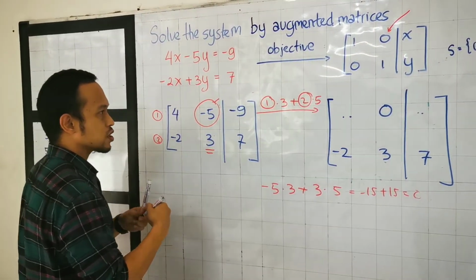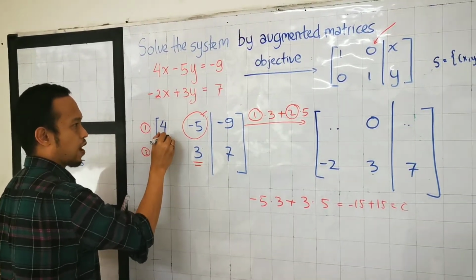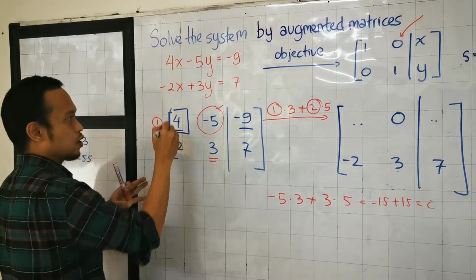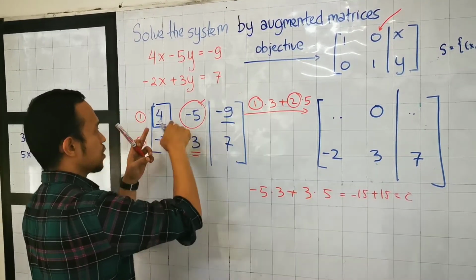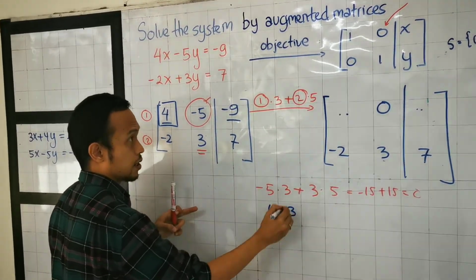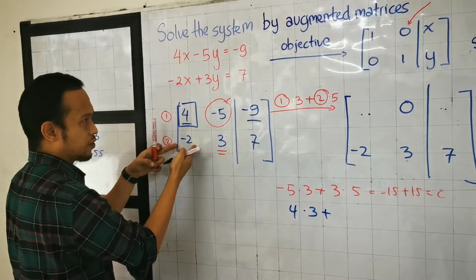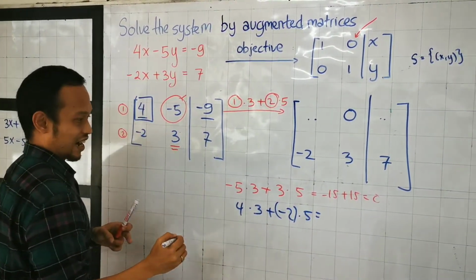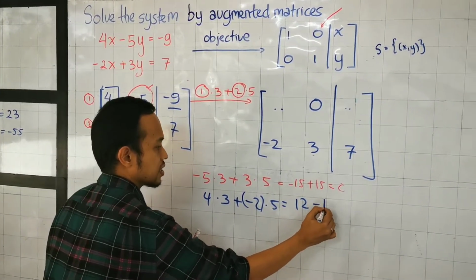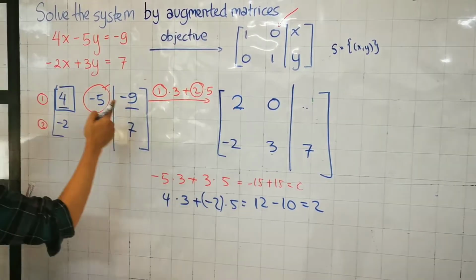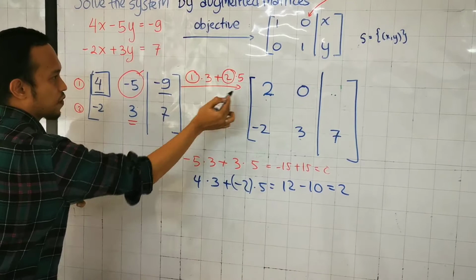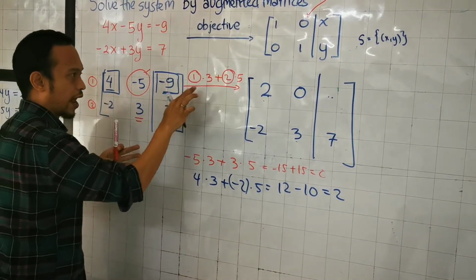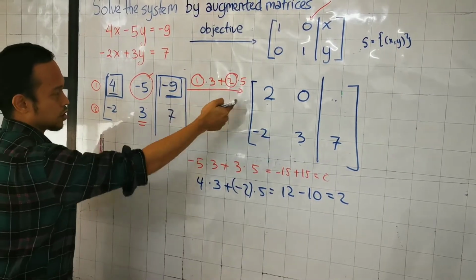So what's next? All the elements from the first row, this one and this one, must also be converted by using this formula. Let's start with 4. The 4 will be converted into 4 multiplied by 3, plus the second row value of the same column, negative 2, multiplied by 5. In the end you will find the value is 12 minus 10 equals 2. So the 4 here is converted into 2 by this operation. The last one is negative 9. Since negative 9 is still on the first row, it has to follow this operation. So what it becomes, let me use these rules.